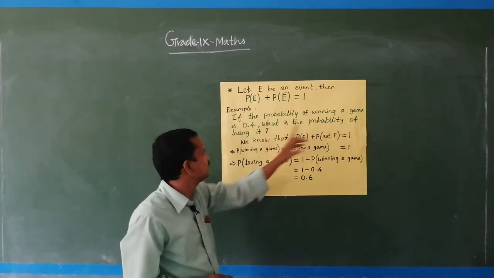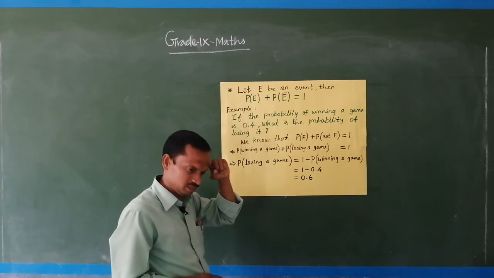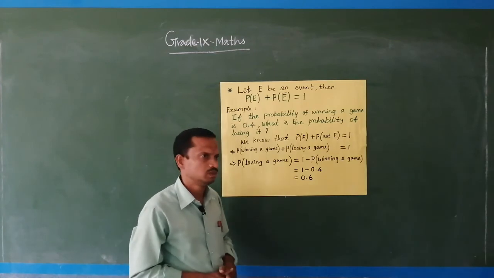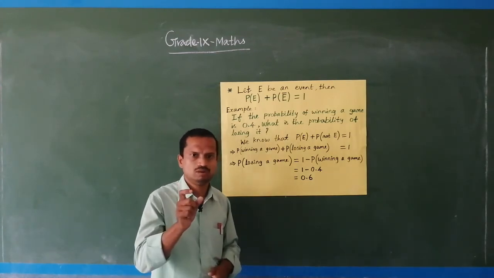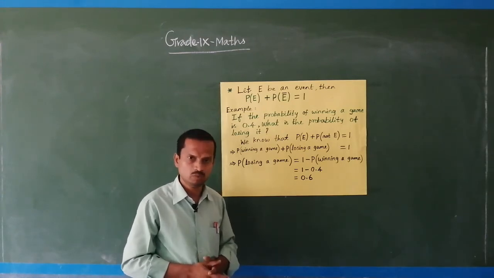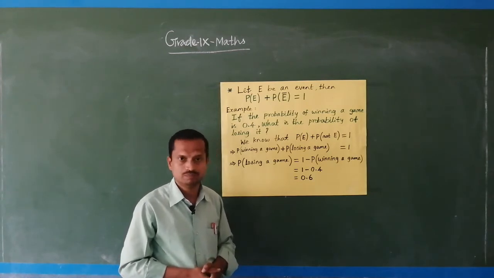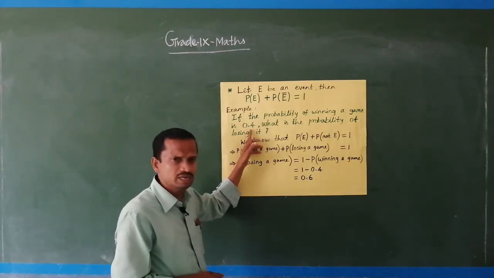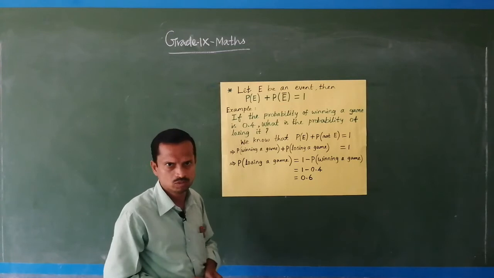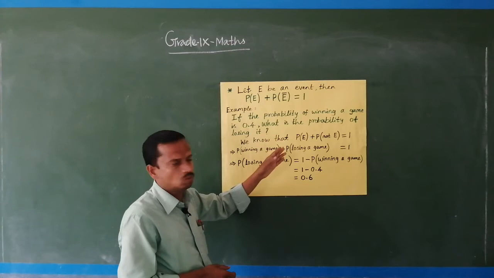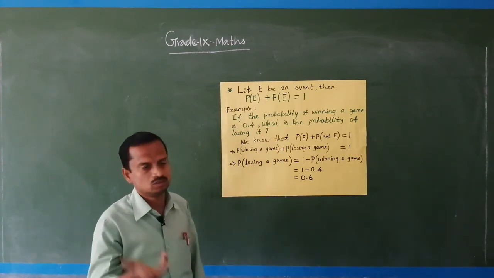So, here the probability of winning a game is 0.4. You know the value of the probability of any event lies between 0 and 1. That point we have already discussed. So, it is given that the probability of winning a game is 0.4, and 0.4 is between 0 and 1. Now, the question is, what is the probability of losing it?